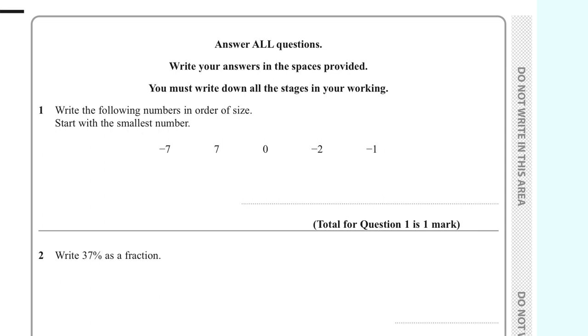Alright, let's start at the beginning. Write them in order of size. Start with the smallest. So in that case, it's going to be the most negative number first, which is -7. Sometimes I like to cross them off when I've written them, so I know that they're gone. I don't need to think about them. Next one's going to be -2. Then -1, because these are all negative numbers. Then 0, and then 7. Alright, and I've gone through all of them.